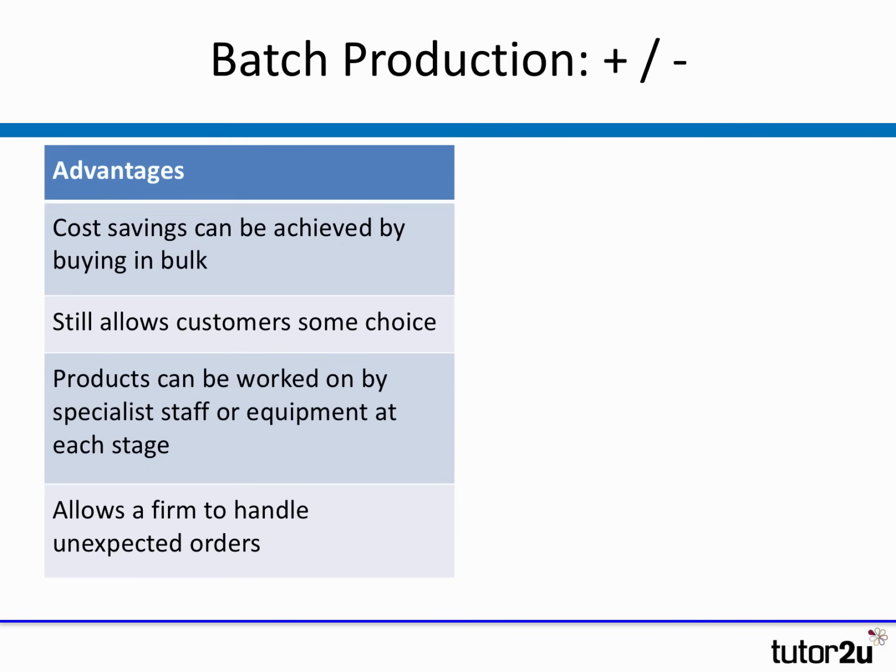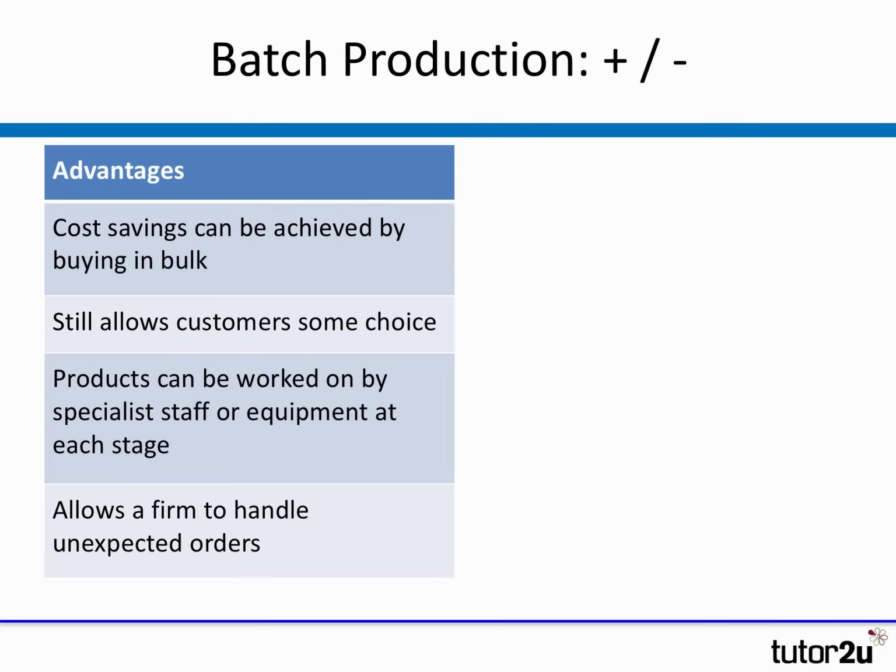The key benefit of batch production is that you can start to use specialist equipment. You can start to use specialist staff to work on each stage of the production process. And depending on the size of the batch and how many elements there are in the production process, you may even start to get some bulk buying savings in terms of how you buy the elements that go into each stage of the process.